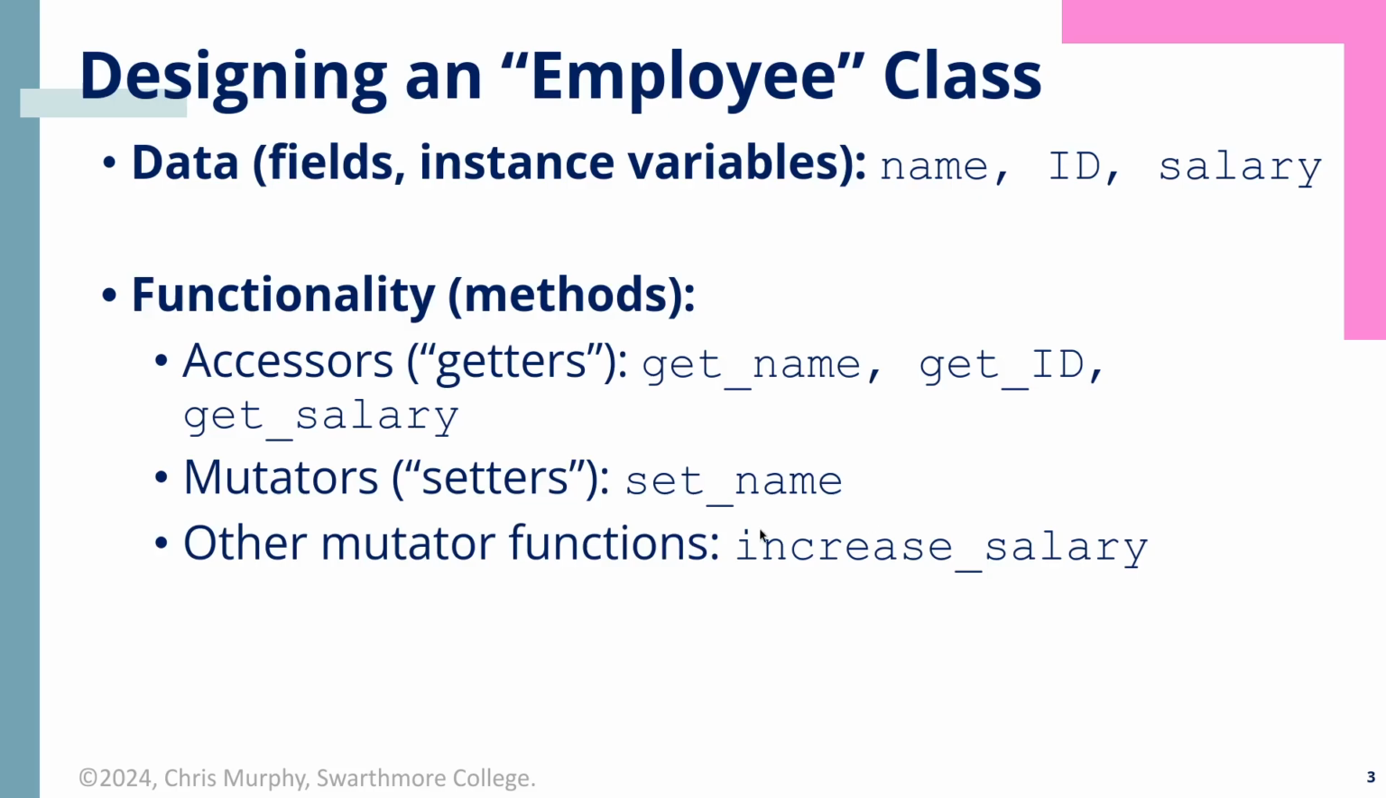Now I mentioned that with an employee, their salary can change, and we'll say that we can only increase their salary. We can't decrease somebody's salary at our company. So we'll have a method called increase salary that is going to change the value of the salary instance variable, but I'm not going to set it to something directly. I'm just going to indicate how much I'm going to increase it by.